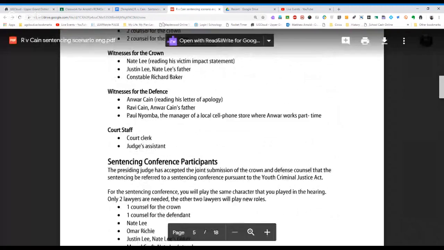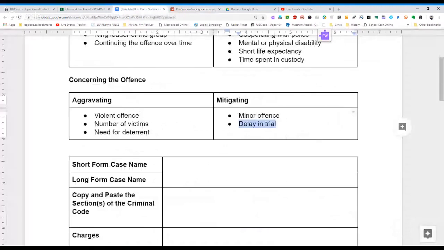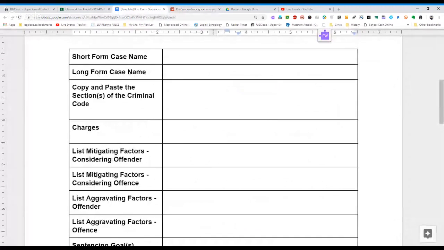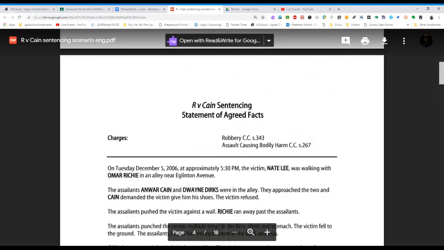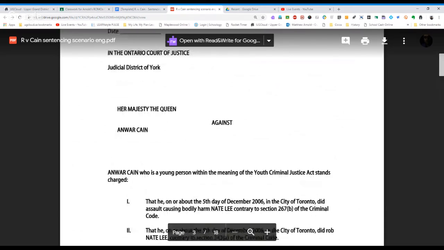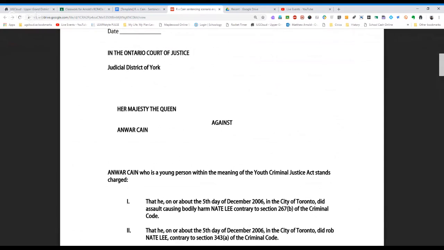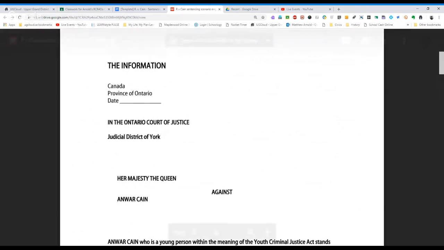All right. So to fill out the section entitled Short Form Case Name, you would just put, quite simply, RV. A long form of the case name you can find in what's called the information. And the information is here. It would be Her Majesty the Queen against RV, or Anwar Kane. So the information is there.